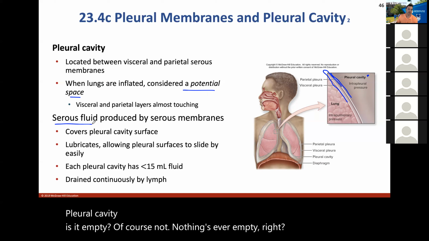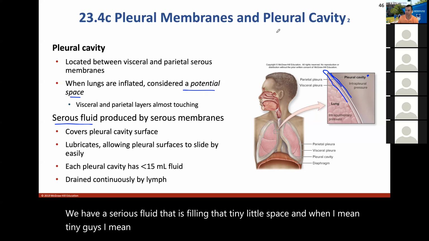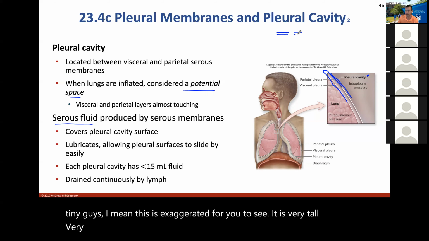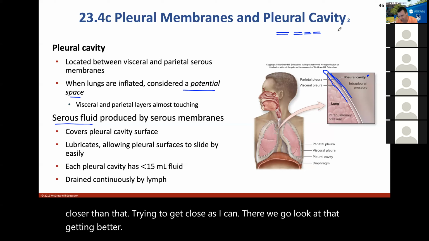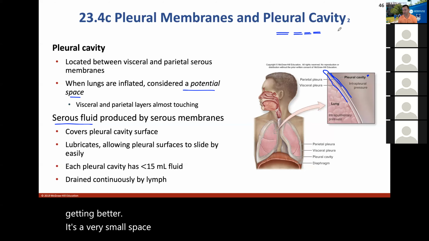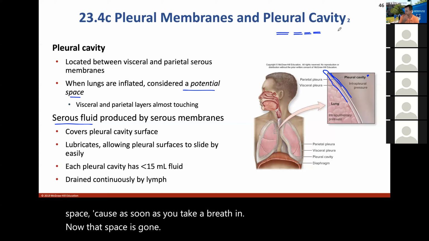We have a serous fluid that is filling that tiny little space. And when I say tiny, guys, this is exaggerated for you to see. It is a very tall, very thin space. I can't even get it any closer than that. I'm trying to get as close as I can. There we go. Look at that, getting better. It's a very small space. That's why they refer to it as a potential space, because as soon as you take a breath in, now that space is gone. So that's why we say it's a potential. Okay.